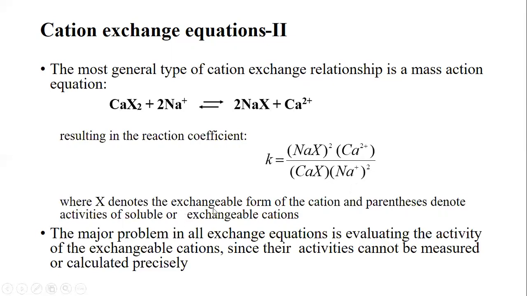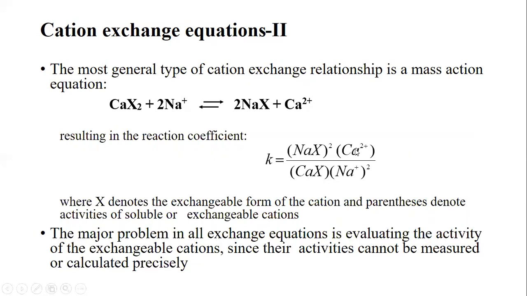Okay, X denotes the exchangeable form of the cation, and parentheses denote activities of soluble or exchangeable cations. If it is with X, exchangeable. If it is without, that means it's the ion. The major problem in all exchange reactions is evaluating the activity of the exchangeable cations, since their activities cannot be measured or calculated precisely. That's why I decided not to go through this and bother you with so much, because so many scientists think of how hard it is to find out what's the activity. How do we calculate activity of something that's adsorbed, exchangeable on the surface of colloid?